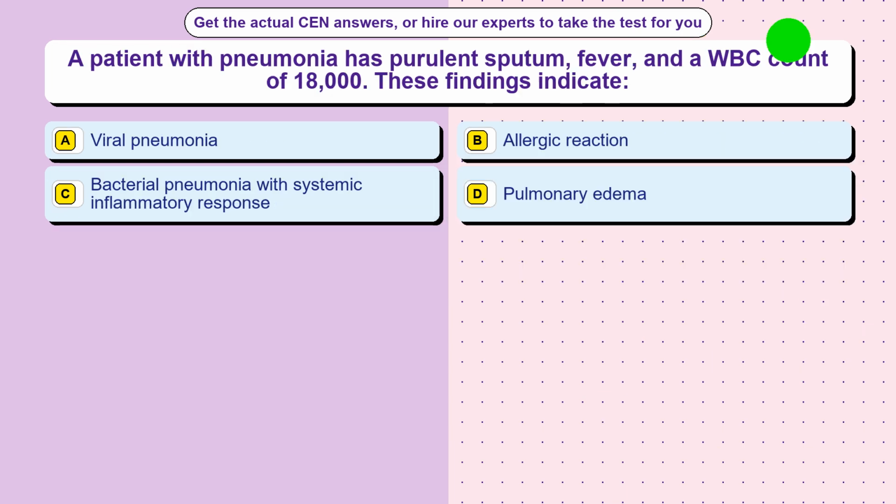Question 56. A patient with pneumonia has purulent sputum, fever, and a WBC count of 18,000. These findings indicate: Option A, viral pneumonia. Option B, allergic reaction. Option C, bacterial pneumonia with systemic inflammatory response. Option D, pulmonary edema.